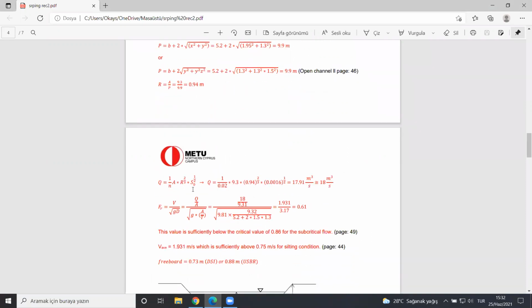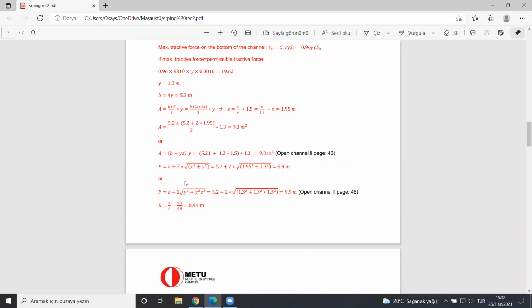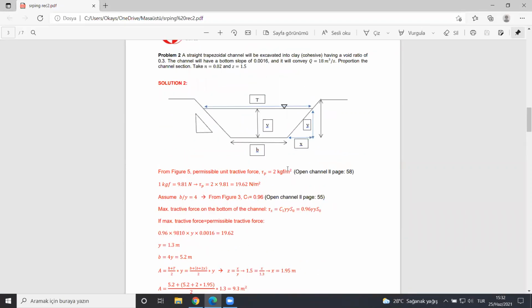We said we need this R value. We calculated the cross-section area. Now we need this R value. What is the R value? It is A over P. We know A, so we need the P value. What is P? P is basically the wetted perimeter. So what is the wetted perimeter? It is the surfaces that water touches. So we need basically this surface and this surface. We know B, so we need this and this.